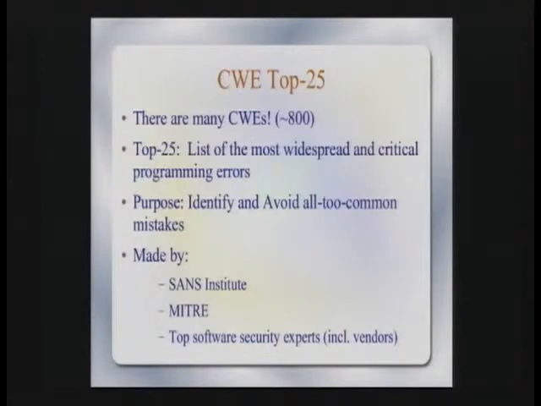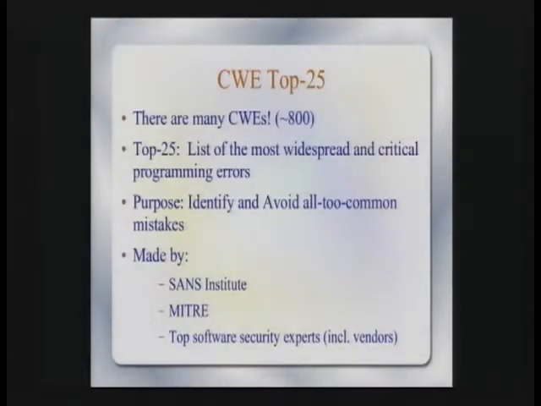All right, so the thing is that we have about 800 of those CWEs. And people would like to ask, well, what should we be most concerned about, and what are the hottest weaknesses right now in software? If we conduct an audit, what should we look for? What is most likely to give us the greatest return for our efforts? So this top 25 list gives the most widespread and critical programming errors.